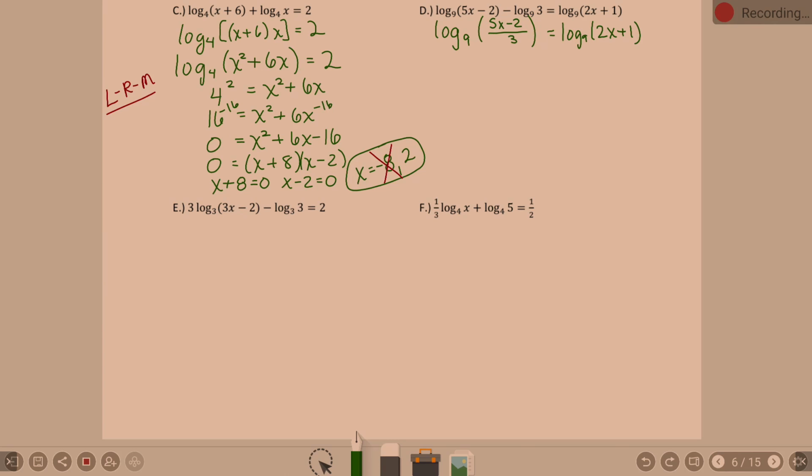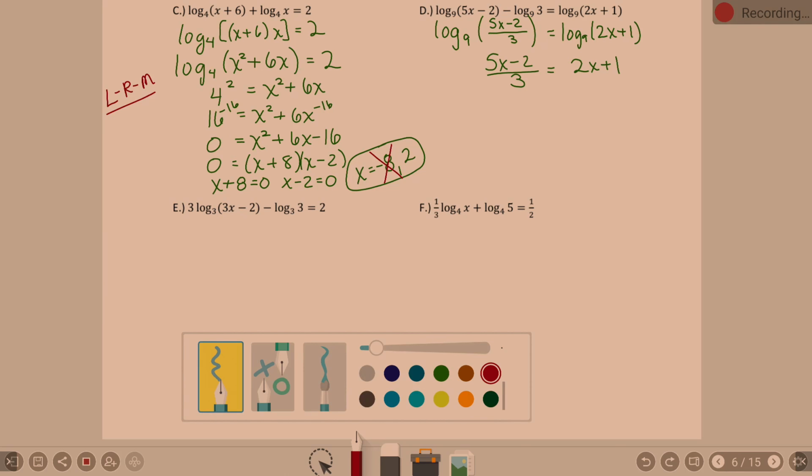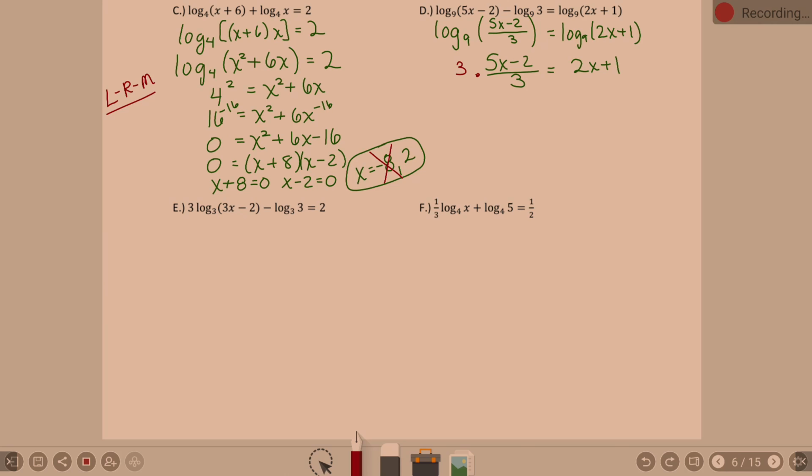Okay? As in, 5x minus 2 over 3 should equal 2x plus 1. Oh, now I'm willing to discuss multiplying by 3. That 3 was still inside of a log, which is why I said not yet. Easiest way to solve this at this point would be to get rid of that denominator because it's kind of ugly, isn't it? So if this is dividing by 3, we want to multiply by 3. If we multiply the left by 3, we're multiplying the right by 3.